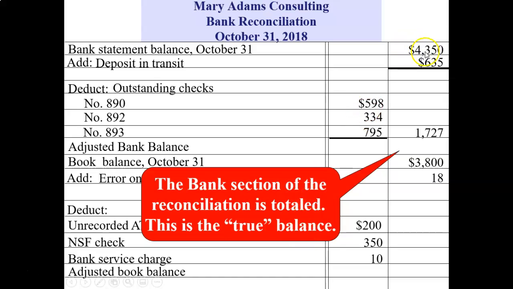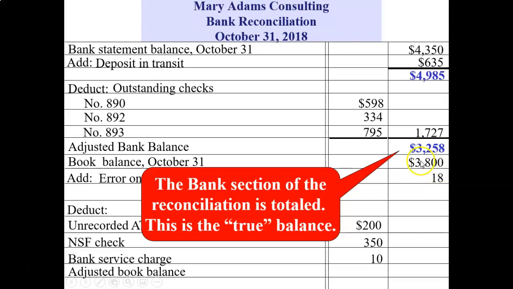So we're going to take the bank balance from October 31st. We're going to add that deposit in transit, subtract the outstanding checks, and that's going to give us the true balance, $32.58, the true balance according to the bank. Now we'll go to the book side.